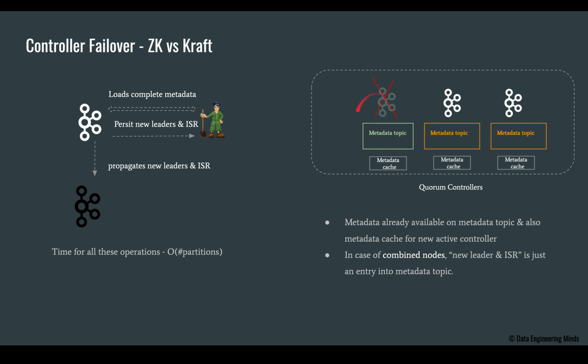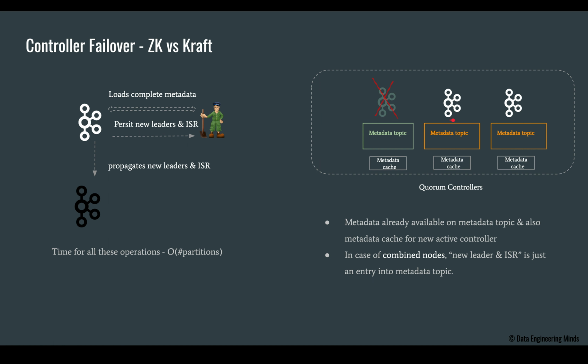However, if the failed active controller is a combined node, that is, if this node has been configured to act both as a broker as well as a controller, then there will definitely be Kafka application topics and partitions inside the failed active controller, and some of those partitions might also be leader partitions. Hence, in this case, the new active controller has to elect the new leaders for all those failed leader partitions and also update the ISR information. However, for this new controller, these activities are just an entry into the metadata topic.